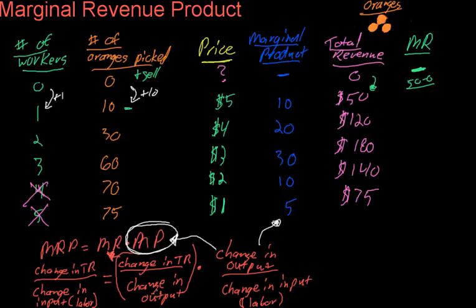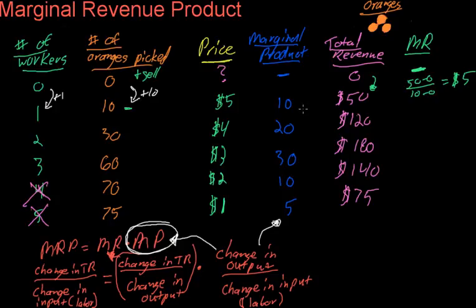Well, our change in output we have actually already calculated. It's this category right here for marginal product, but we're going to go ahead and just kind of redo it so that you see where it's coming from. So the change in output is going to be 10 minus 0. And so our marginal revenue here is going to be $5.